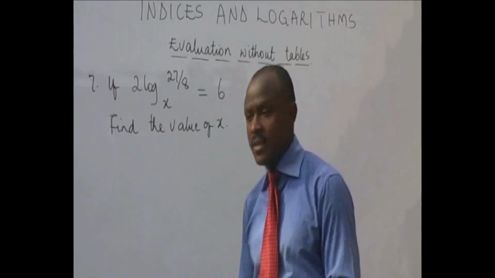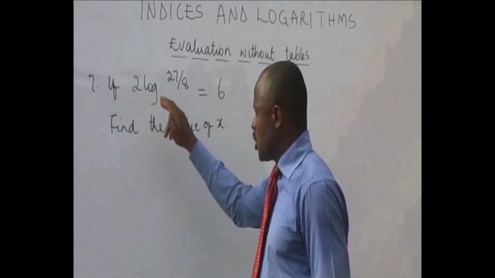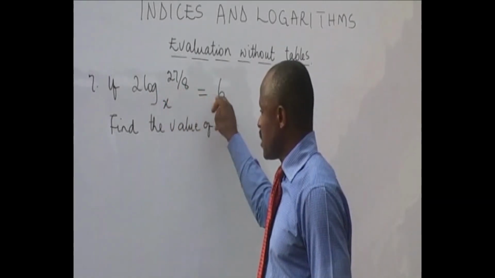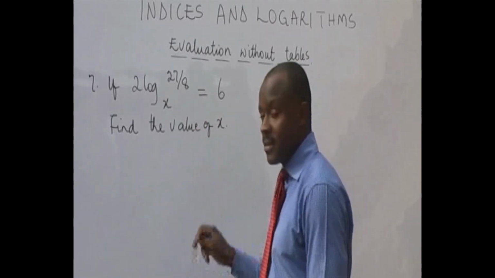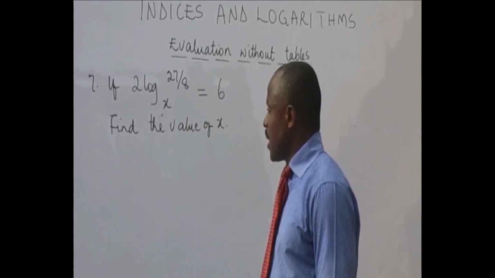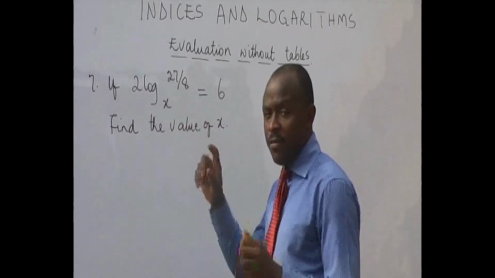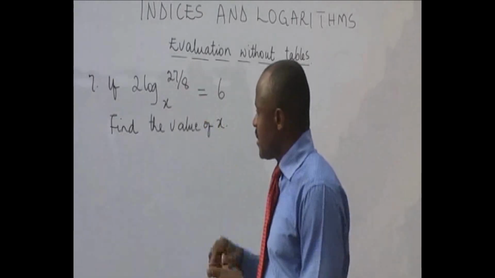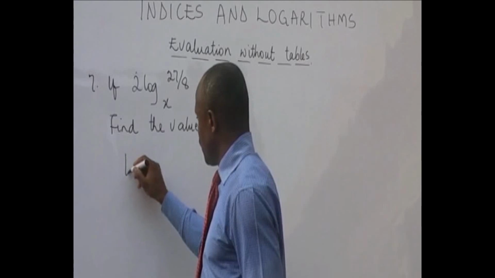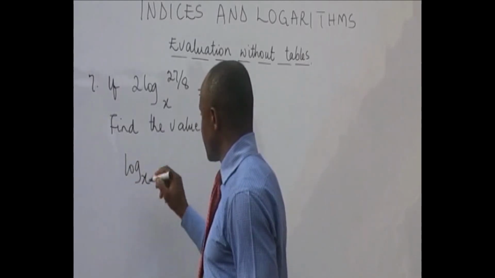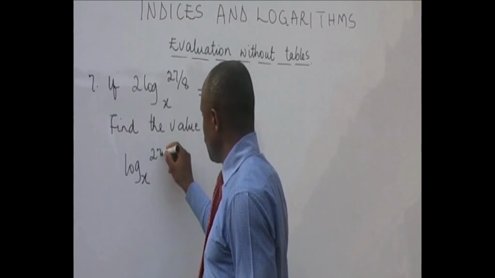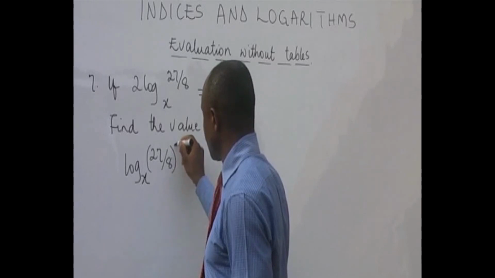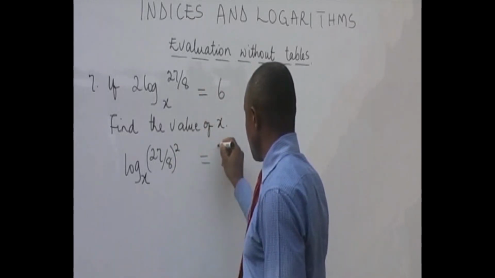Question number 7 says, if 2 log to base x of 27 all over 8 is equal to 6, find the value of x. If you try to apply the third law of logarithms, this means log to base x of 27 all over 8 squared, and it's equal to 6.